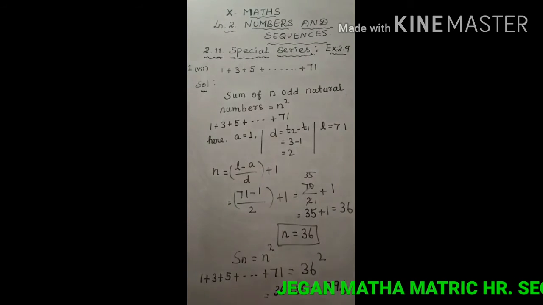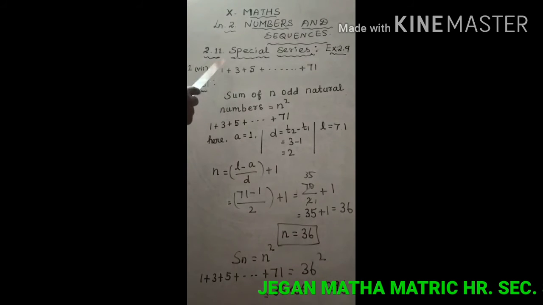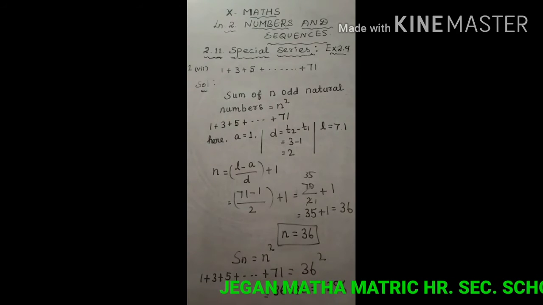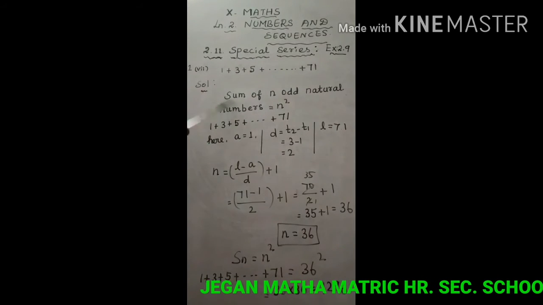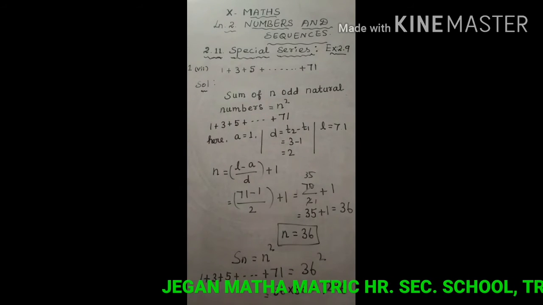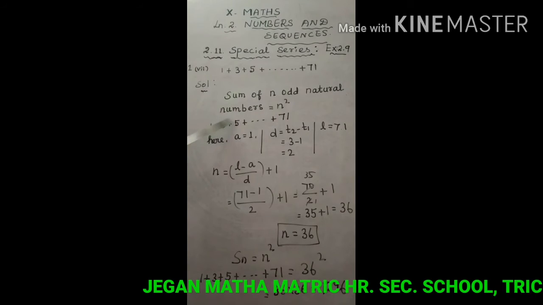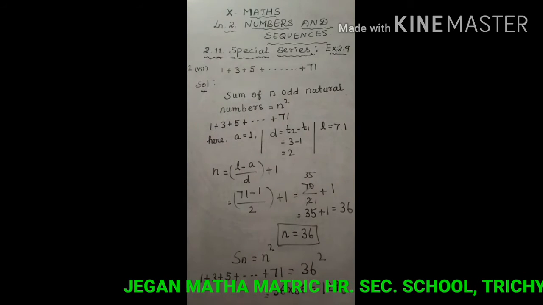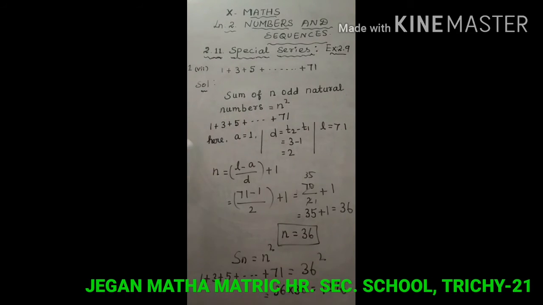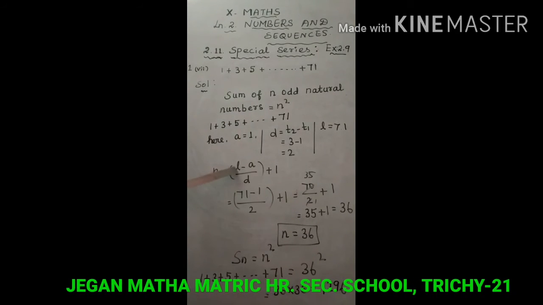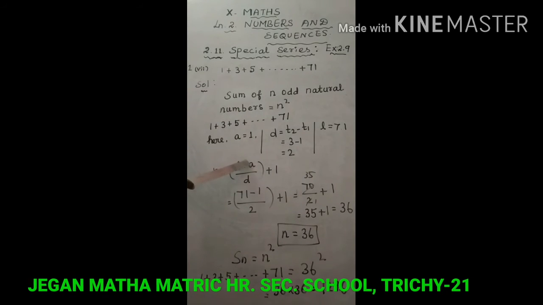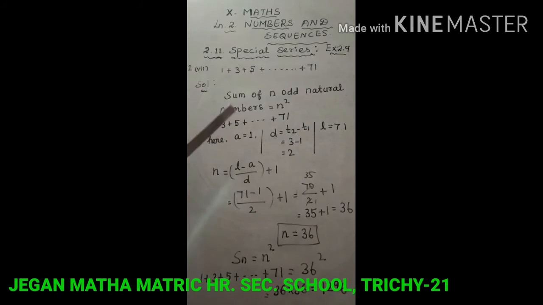In the first Roman 7th subdivision, 1 plus 3 plus 5 up to 71, find the sum of the given series. Here this is the sum of n odd natural numbers, using this formula n square. Here the given series is 1 plus 3 plus 5 up to 71. First we find how many terms are in this series. That is, we find n using this formula: L minus a divided by d, plus 1. Here L is equal to the last term, a is equal to the first term, d is equal to the difference.